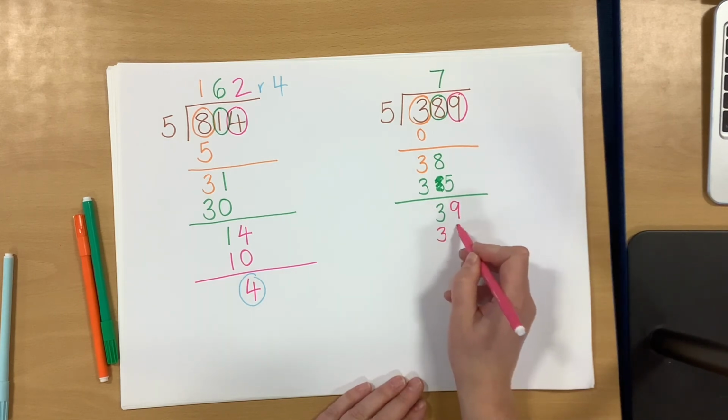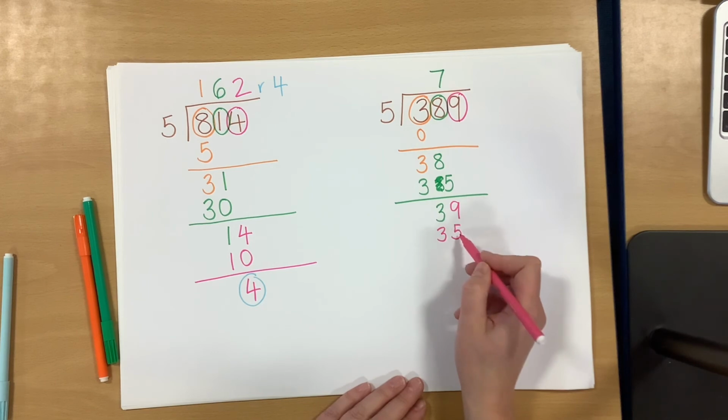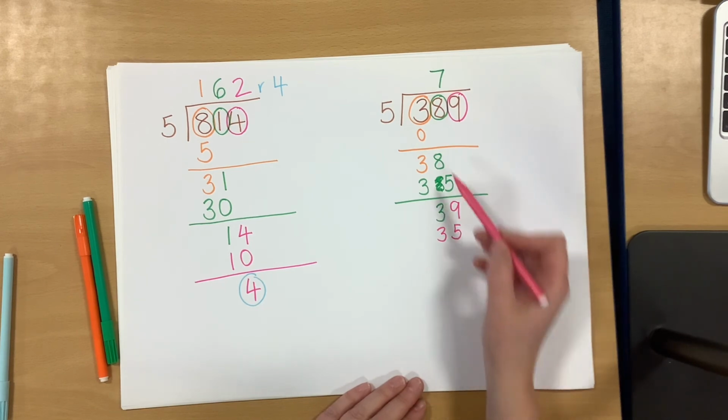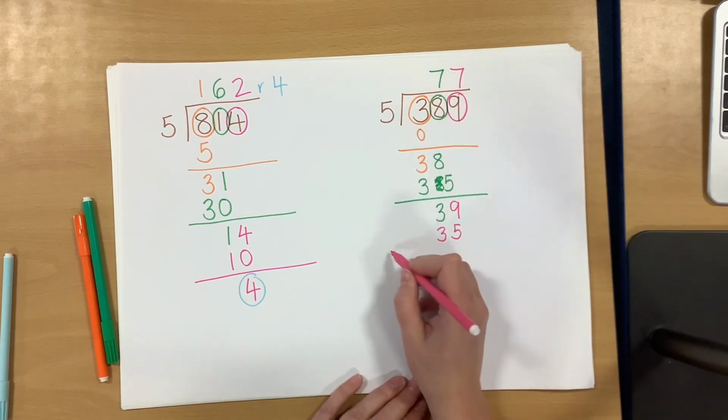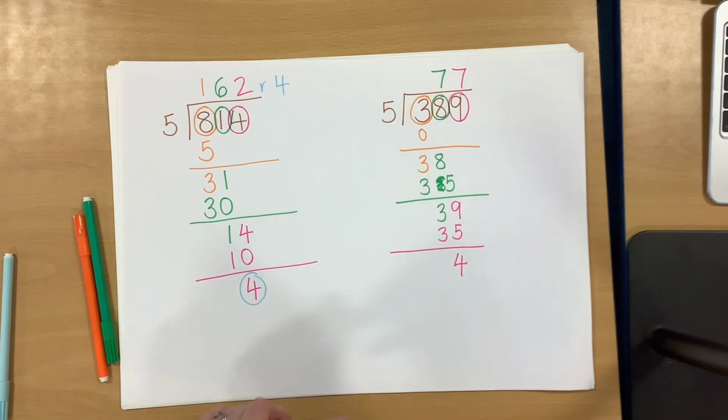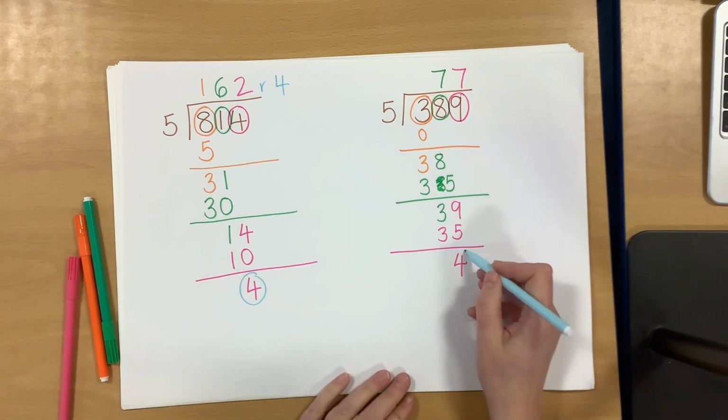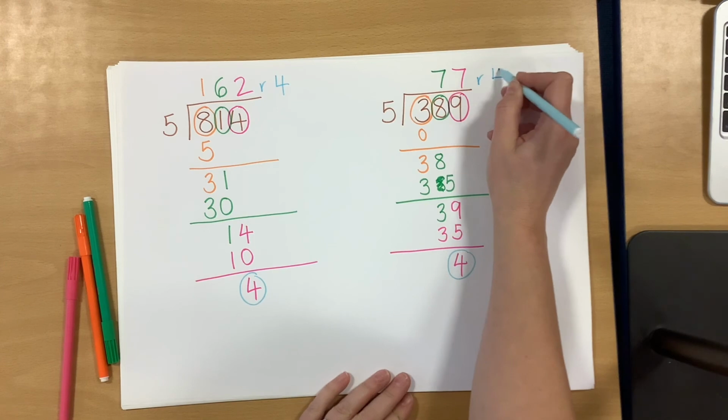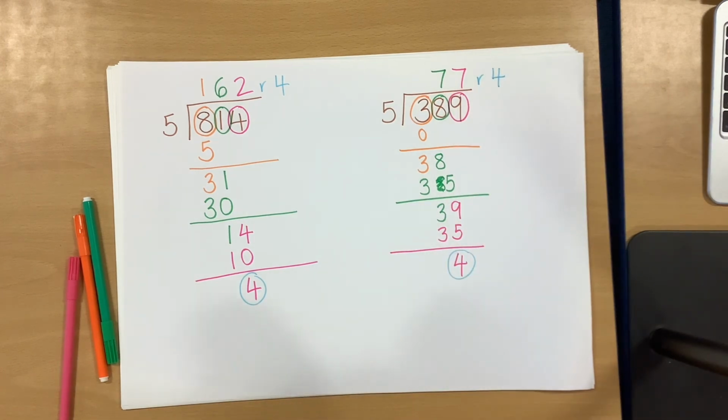35 is my closest multiple of 5 before 39. 35 divided by 5 is 7. And I have 4 left again. So I have a remainder of 4. So 389 divided by 5 is 77 remainder 4.